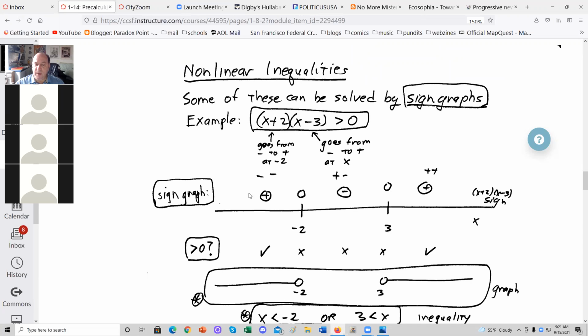Negative times negative is positive. So this expression goes from positive to 0 to negative to 0 to positive. Want to know where it's bigger than 0? Well, it is here for x less than negative 2. It's not here at negative 2. It's not here where it's negative. It's not here where it's 0. It is here above 3 where it's positive.